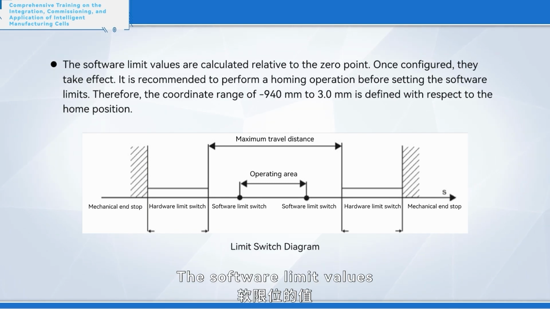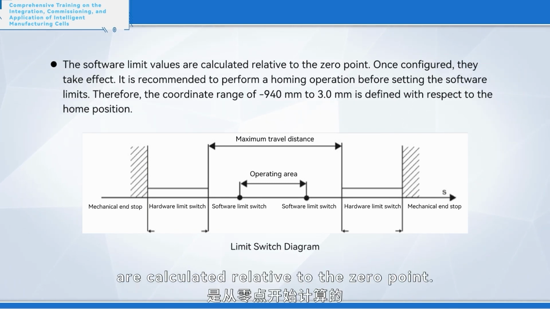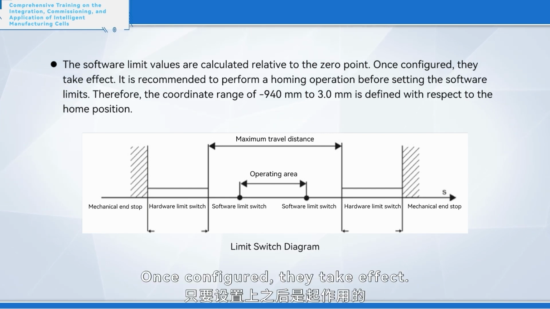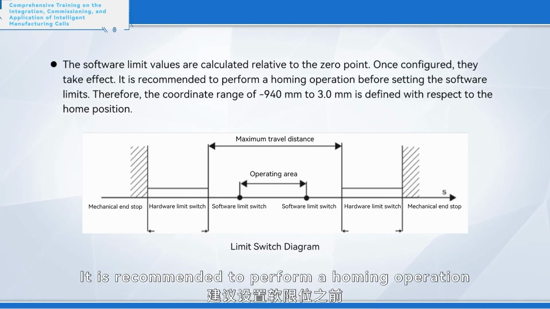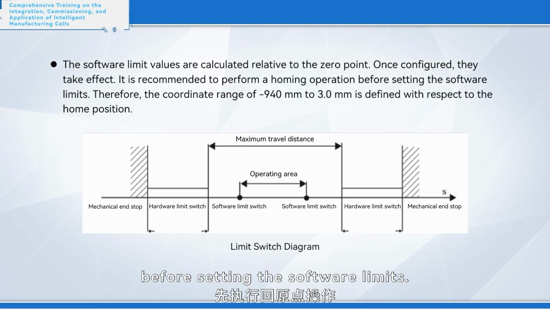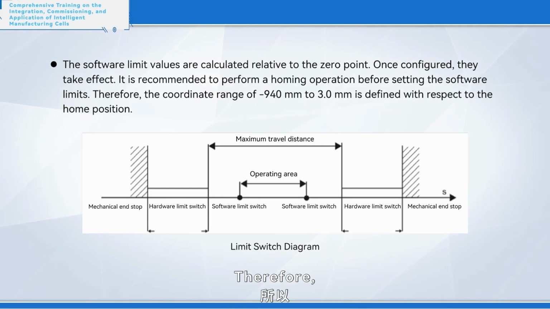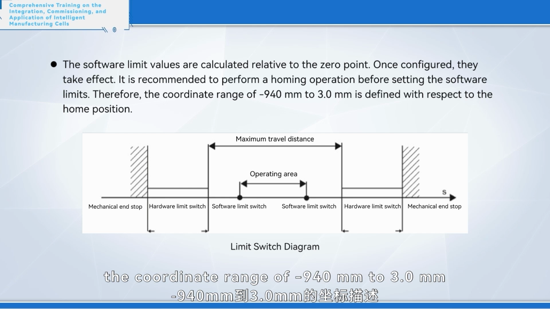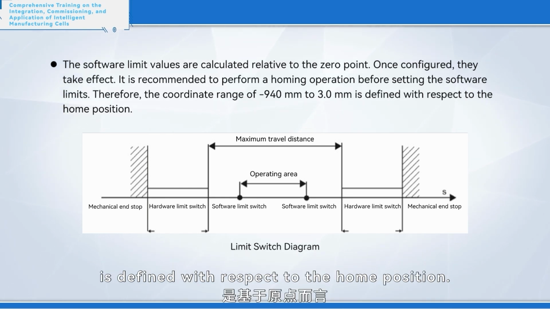The software limit values are calculated relative to the 0 point. Once configured, they take effect. It is recommended to perform a homing operation before setting the software limits. Therefore, the coordinate range of -940 mm to 3.0 mm is defined with respect to the home position.